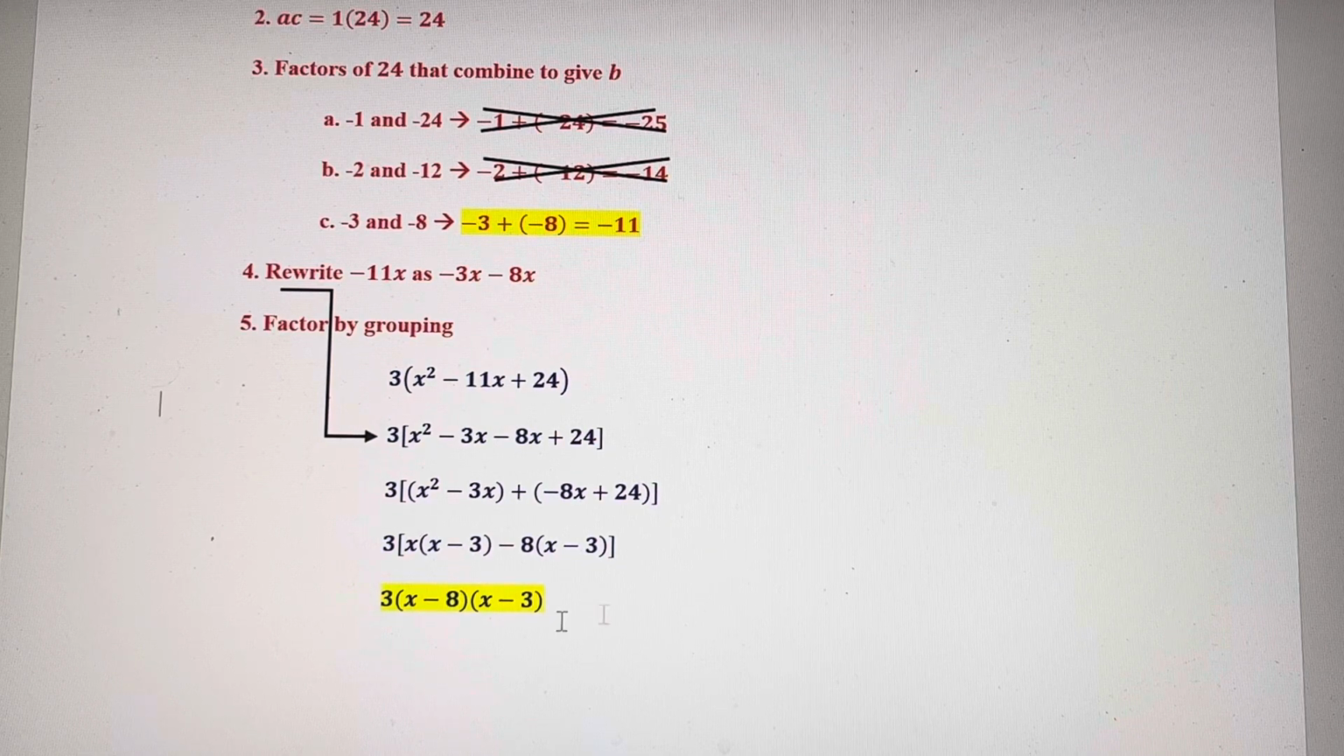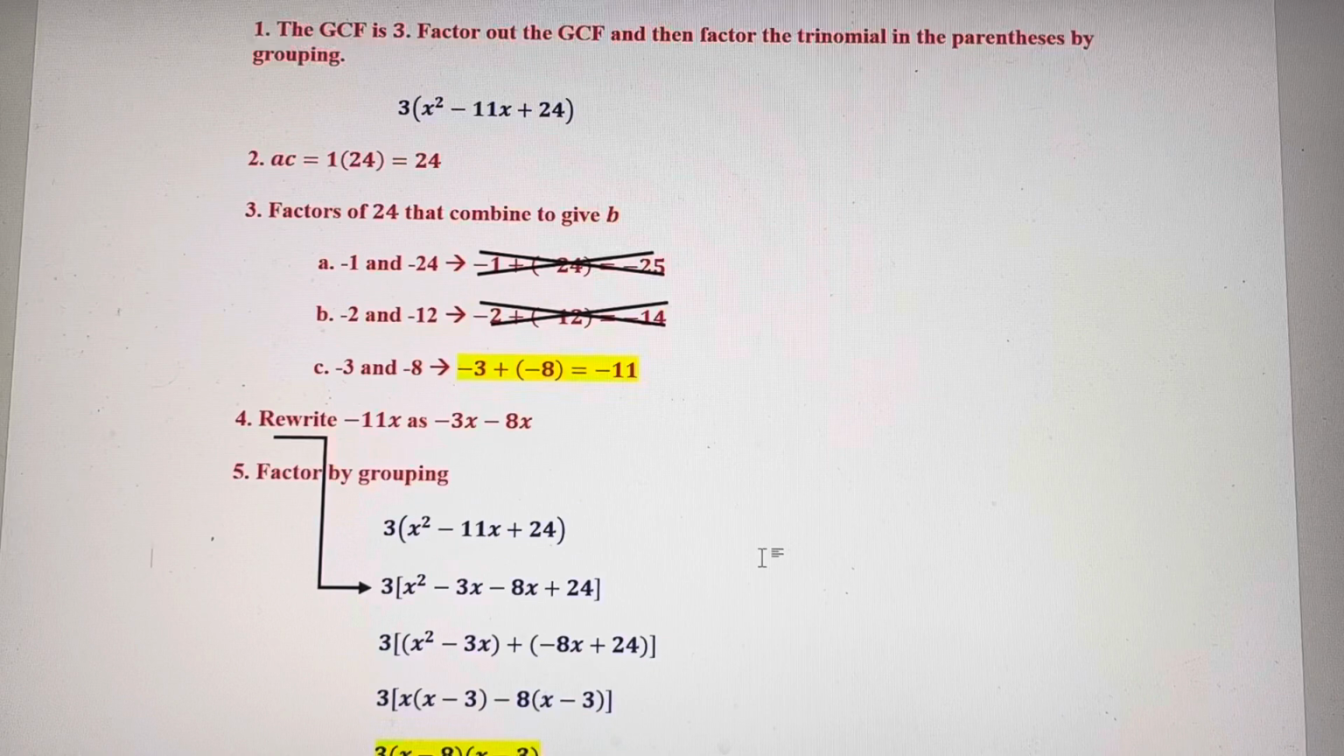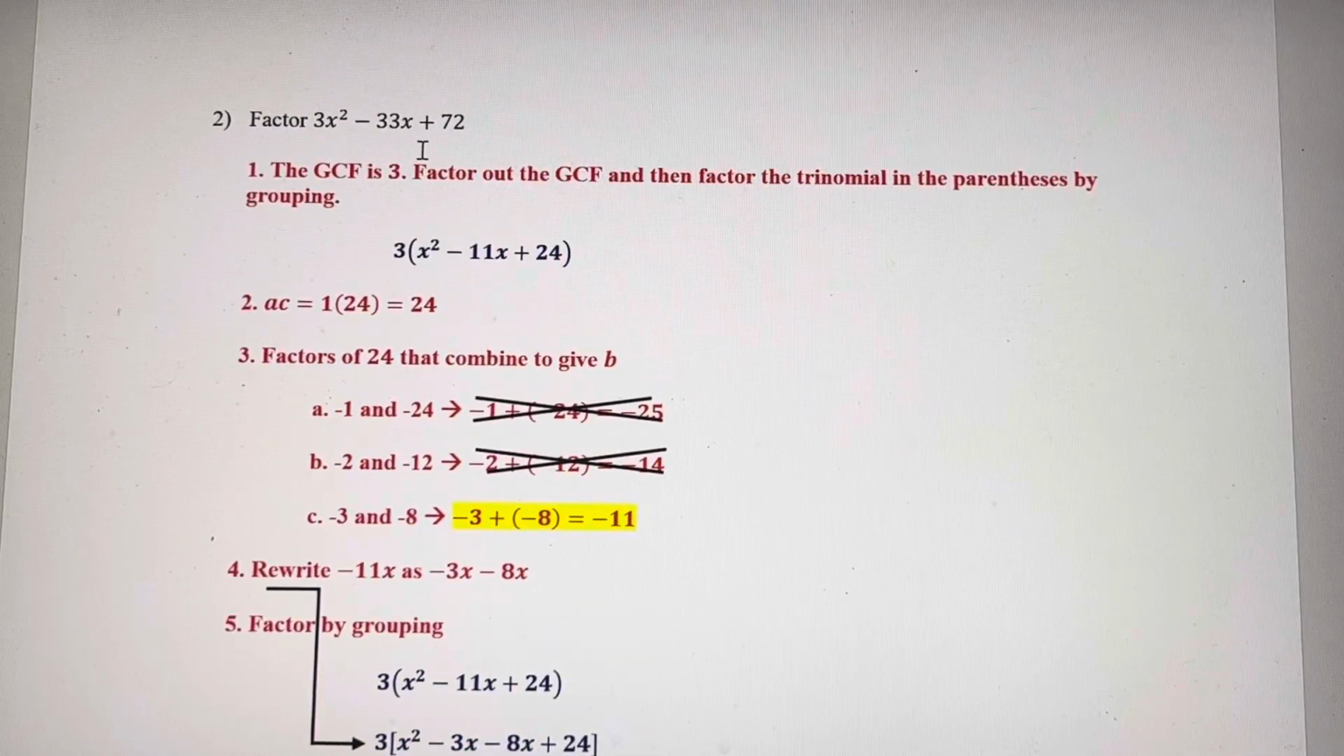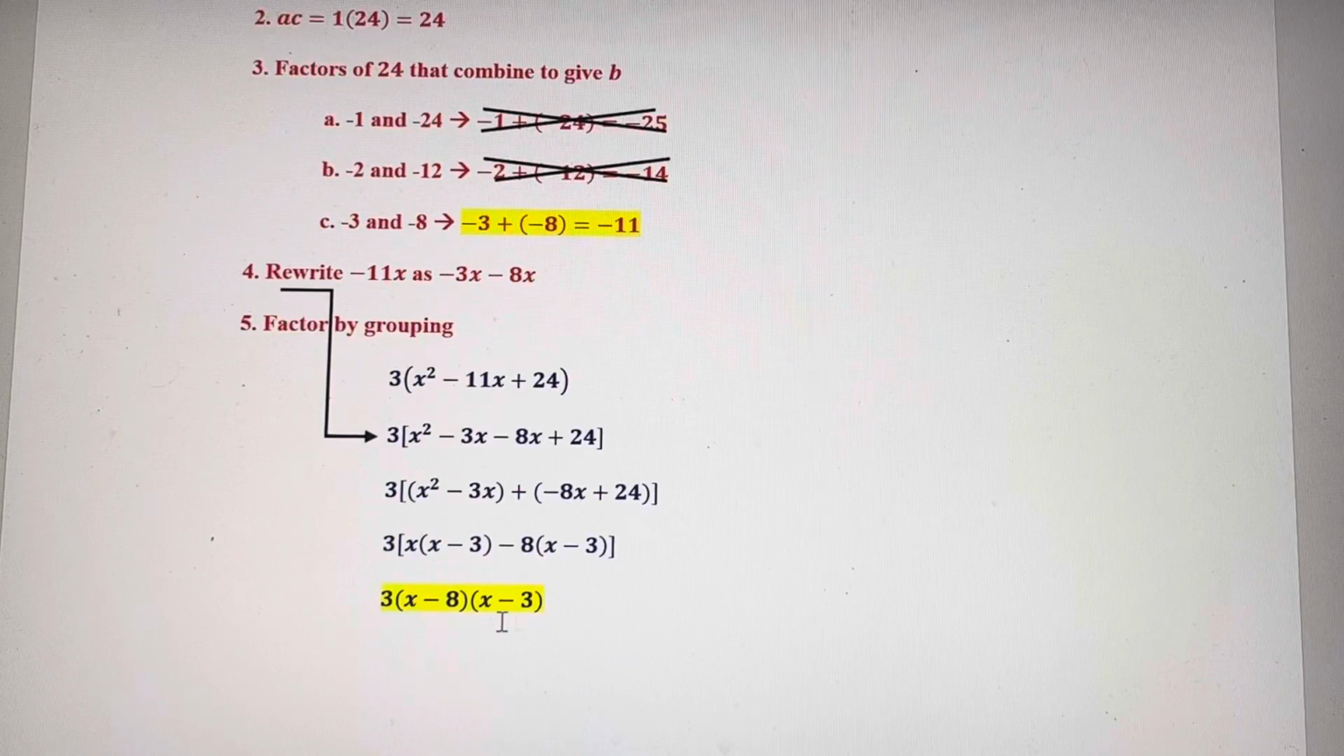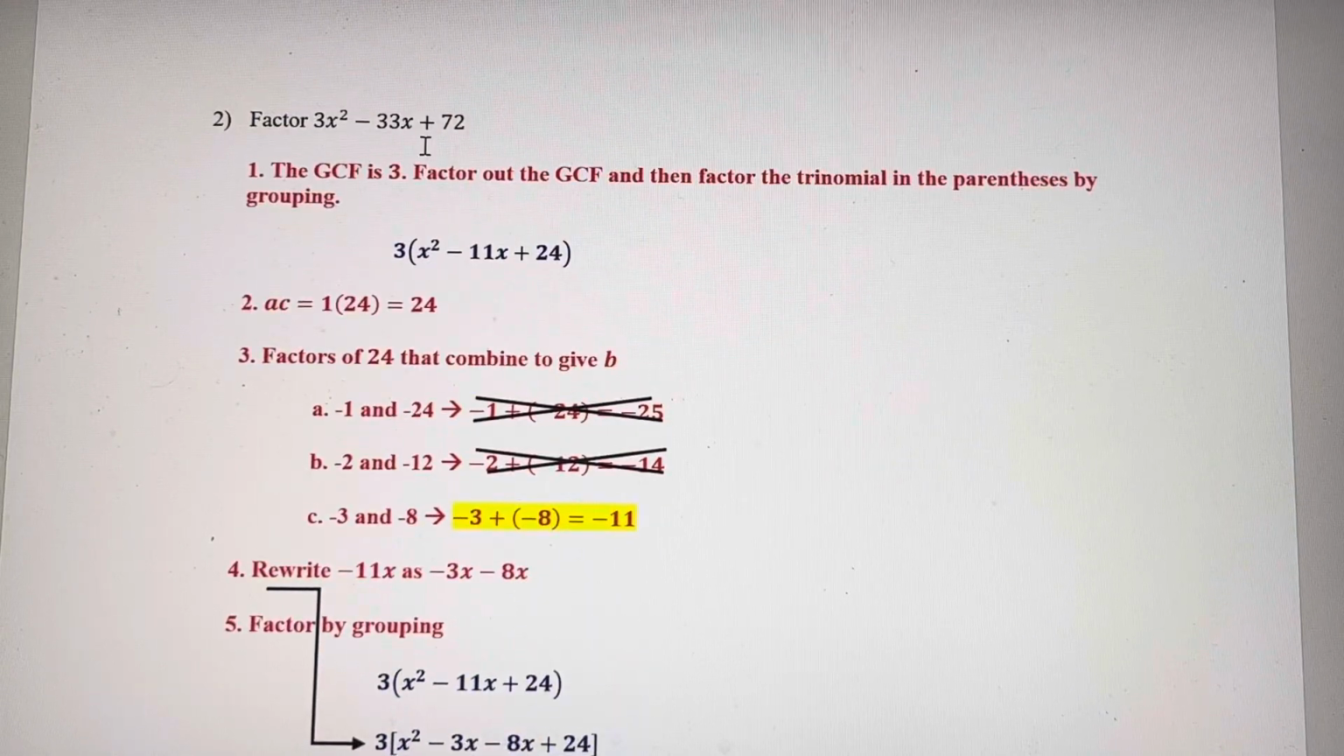So this is the complete factorization for my trinomial that I started with, okay? As always, multiply these out using the distributive property, and you should get what we started with, okay? So that's factoring quadratic trinomials using the grouping method.